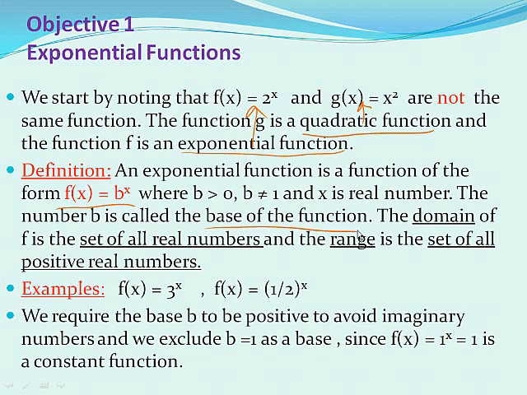The domain of f is the set of all real numbers, and the range is the set of all positive reals. Examples: f of x equal to 3 power x and f of x equal to 1 by 2 power x are examples of exponential functions. We require the base b to be positive to avoid imaginary numbers, and we exclude b equal to 1 as a base because f of x equal to 1 power x is the same as 1, which is a constant function.